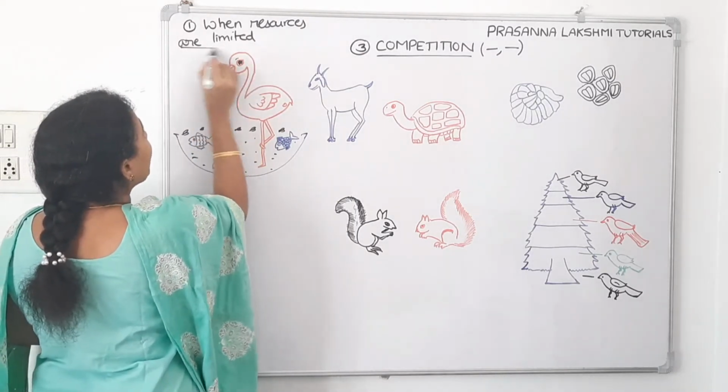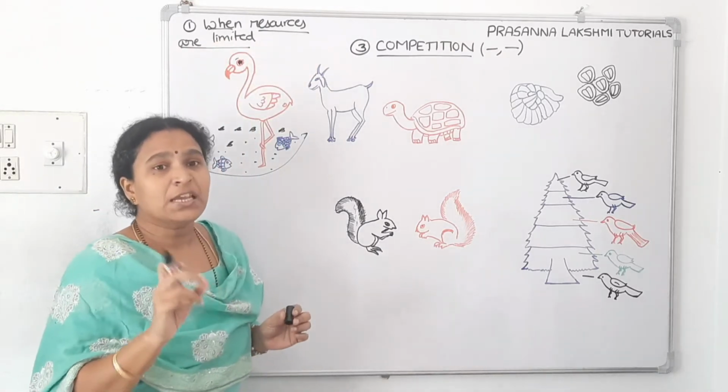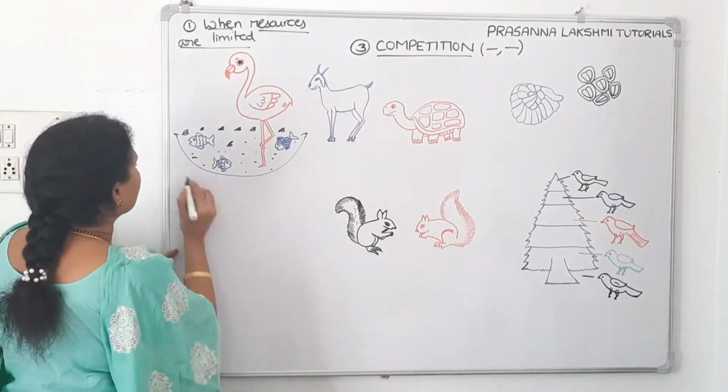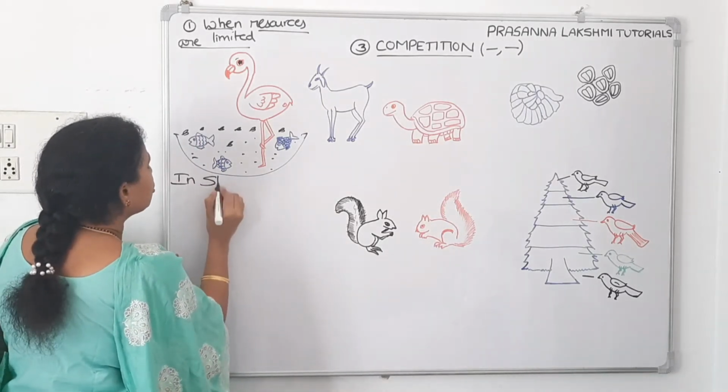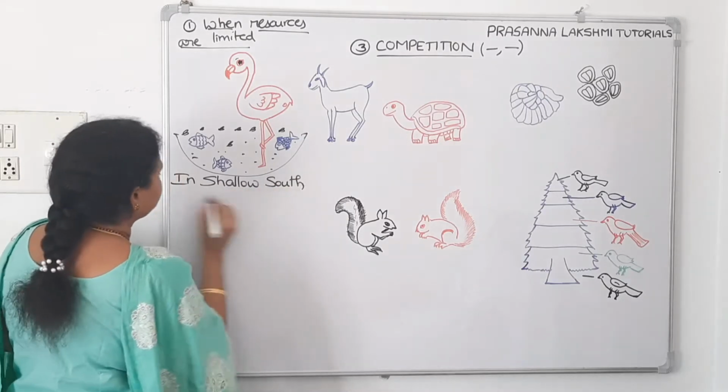So we can take this as an example to understand the point: what do you mean by competition occurs when resources are limited? If you see in shallow South American lakes, so I took a pond here, so we can tell in shallow South American lakes.